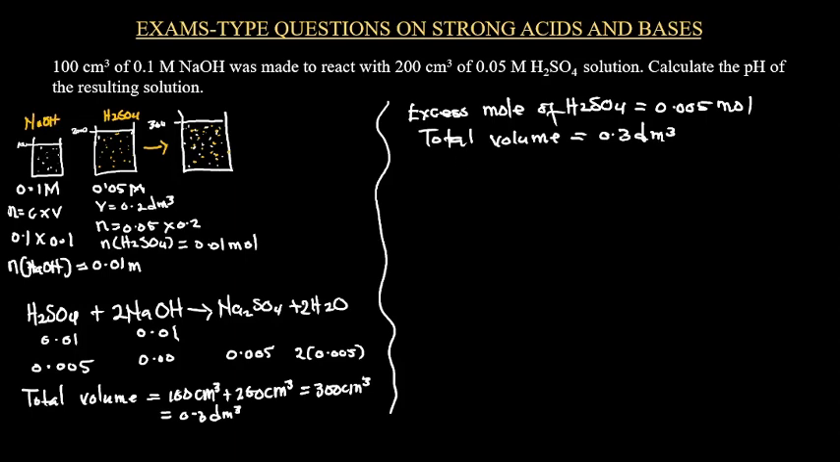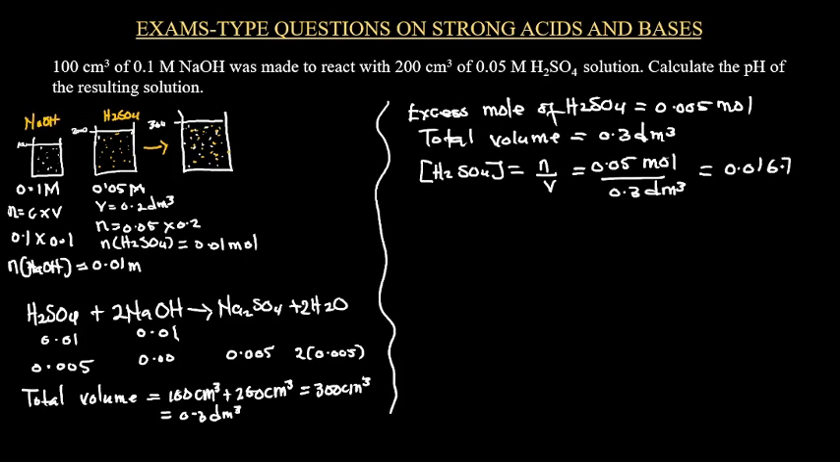So what is the concentration of H2SO4 left in the solution? So concentration of H2SO4 left is going to be mole over volume. And so we have 0.005 mole divided by 0.3 dm cube. And what is this going to give us? This is giving us 0.0167 molar or mole per dm cube. Okay, so this is the concentration of H2SO4 we have left.